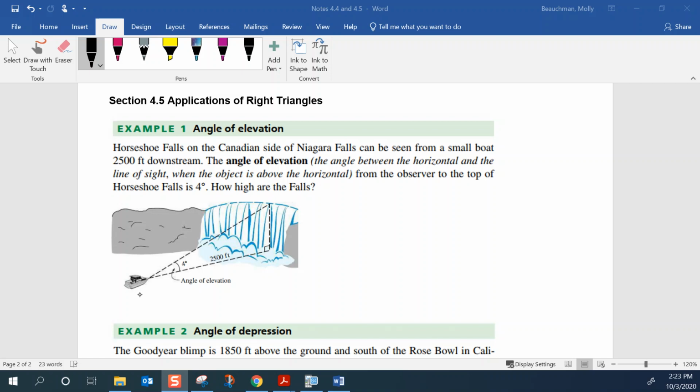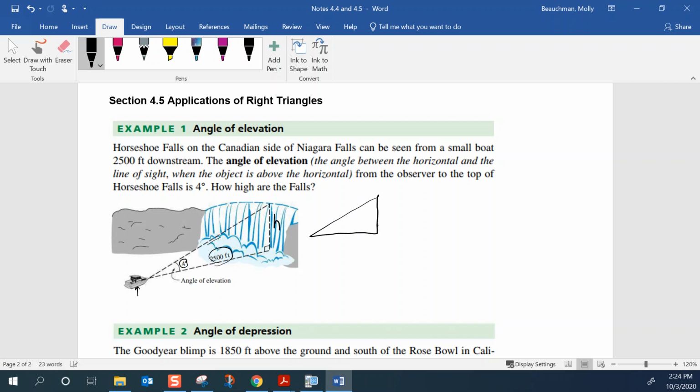So we're given the diagram that we have the boat here. It's 2,500 feet away from the falls, and angle of elevation is the line of sight. If you're looking above, it's from the horizontal to above is 4 degrees. And what we're trying to find is the height of the falls. That's it. We don't have to solve the whole triangle. So we take a look at what we have and take a look at what we're trying to find.